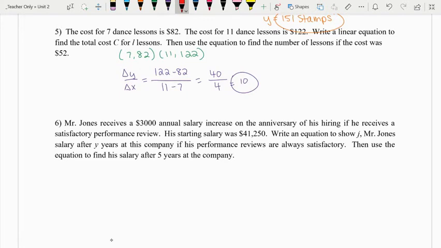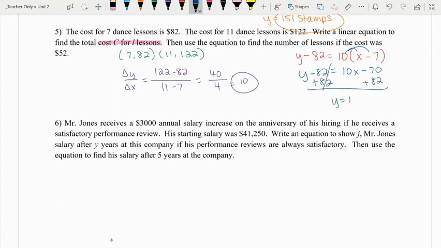So normally this would be y minus y1. Now I'm going to use 7 and 82 equals our slope times x minus our x1. Now again, this one was specific. We need to use C for cost and L for lessons, right? So let's go ahead and solve for y, and then we can replace it with those letters. So 10x minus 70, add 82, and y would equal 10x plus 12.